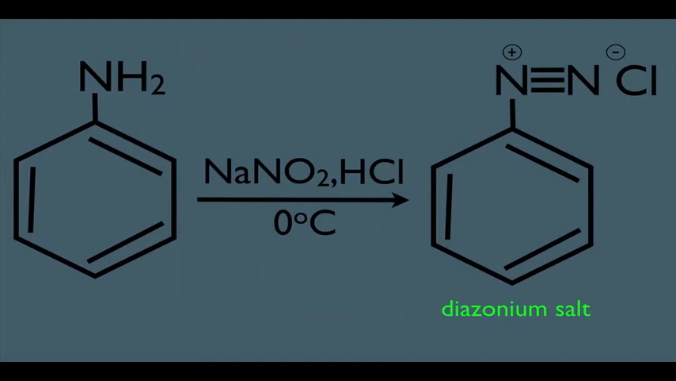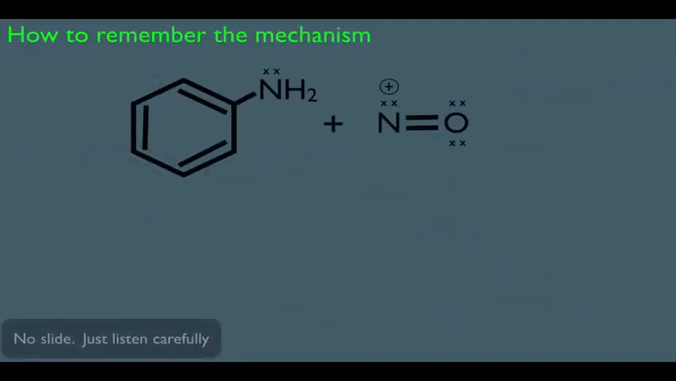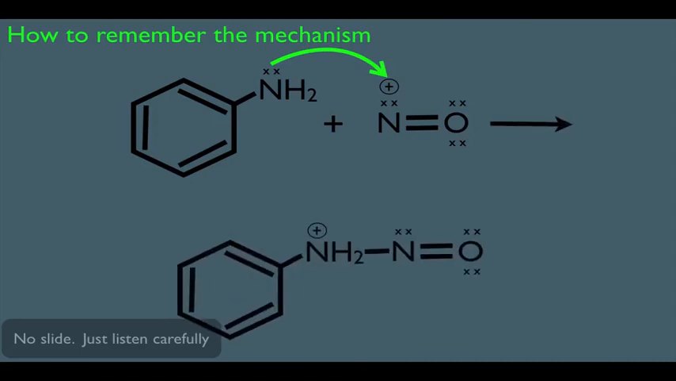But let me show you how to memorize the mechanism if you have to on your orgo exam. The first thing you'd have to remember is that the actual species that reacts with the benzene ring with the NH2 group is the NO plus group here on the right, and that this is how they first connect to each other to make this product right here of this step.